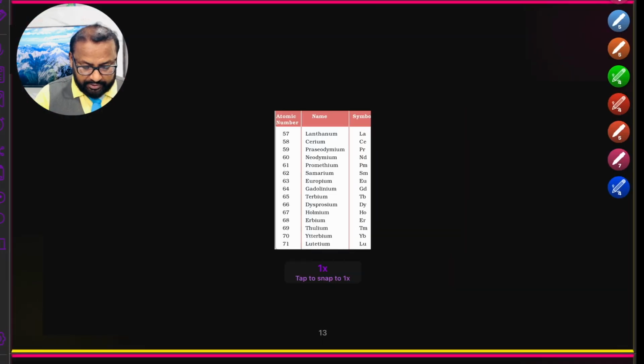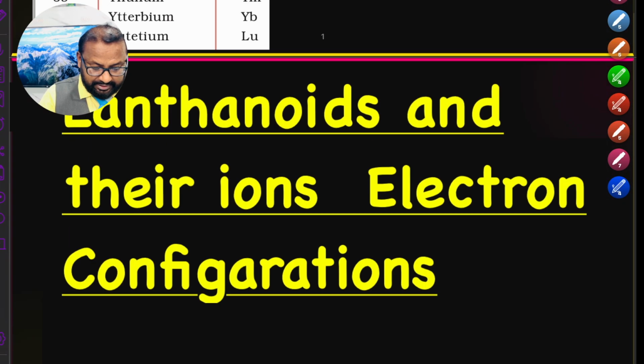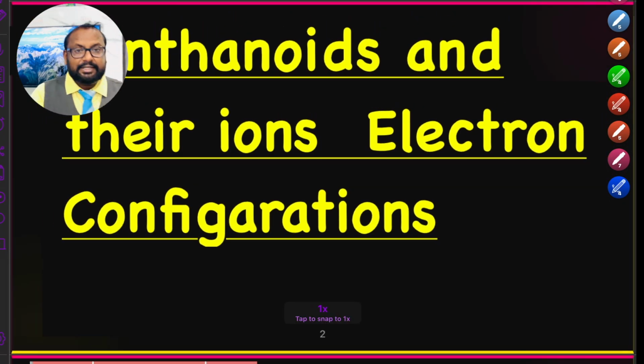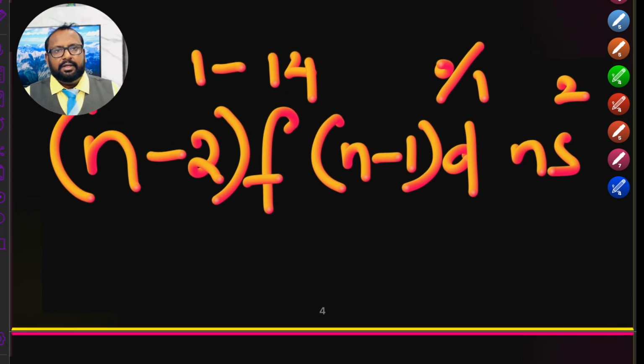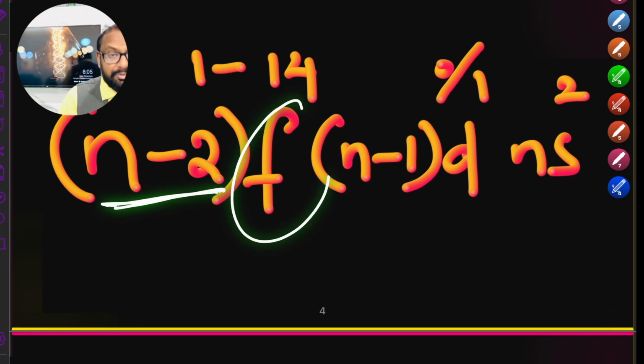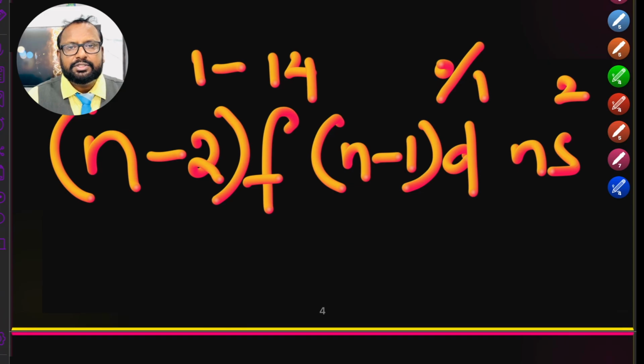So, lanthanide electronic configurations. Let us start. These are the lanthanides, and the general electron configuration of lanthanides is such that electrons in lanthanides fill in the penultimate shell. The electrons fill in the n-2 f orbital, and there would be 1 to 14 electrons filling in the n-2 f orbital.